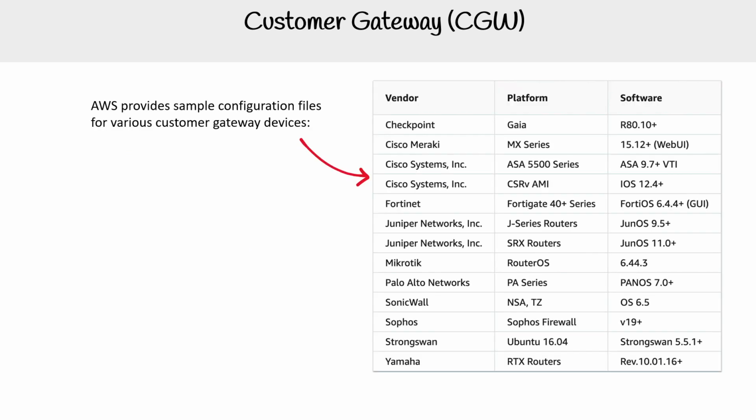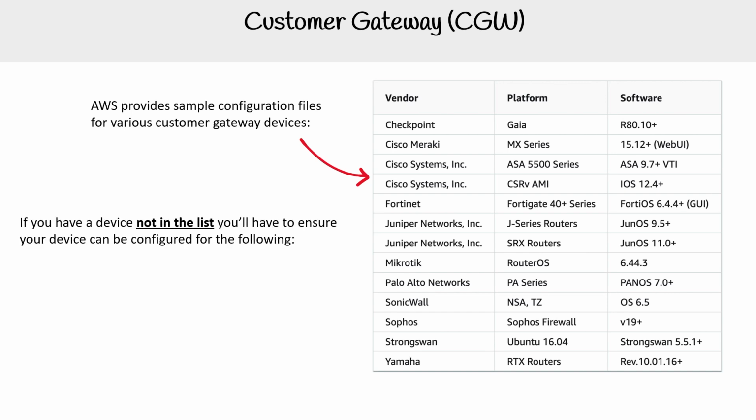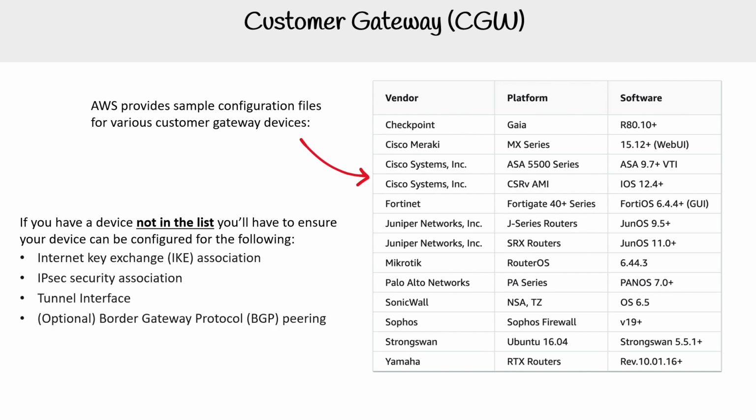AWS provides sample configuration files for various customer gateway devices. So if you have a piece of this software sitting in your on-premise network, then the idea is that you can just download it and quickly configure it. If you have a device that is not in this list, you can possibly configure a device if it meets particular requirements. So it has to have Internet Key Exchange, and you have to associate that. Of course, IPsec security association. You'll have to have a tunnel interface, and you might need to configure Border Gateway Protocol.